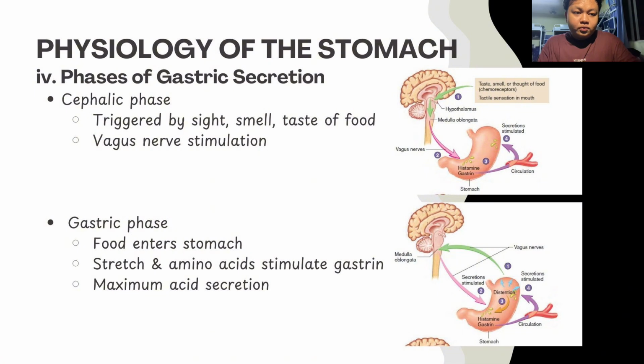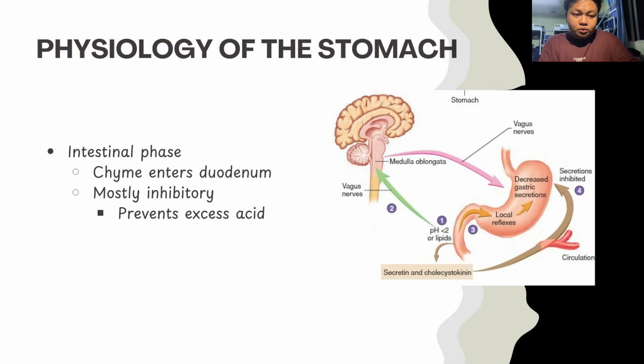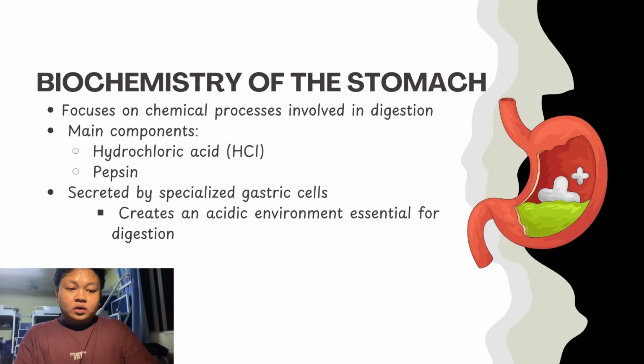Alright, now let's move on to the phases of gastric secretion. Here we have 3 phases of gastric secretion. The first phase is the cephalic phase, which is triggered by the sight, smell, or taste of food and is mediated by the vagus nerve. Second, we have the gastric phase, which occurs when food enters the stomach, causing stretch and gastrin release, resulting in maximum acid secretion. And the last phase is the intestinal phase, which begins when chyme enters the duodenum and is mostly inhibitory, preventing excessive acid secretion. Now we have covered the anatomy and physiology of the stomach.